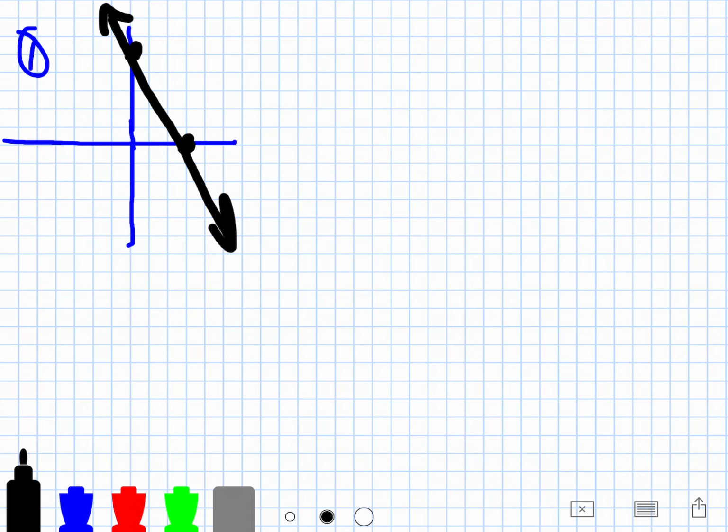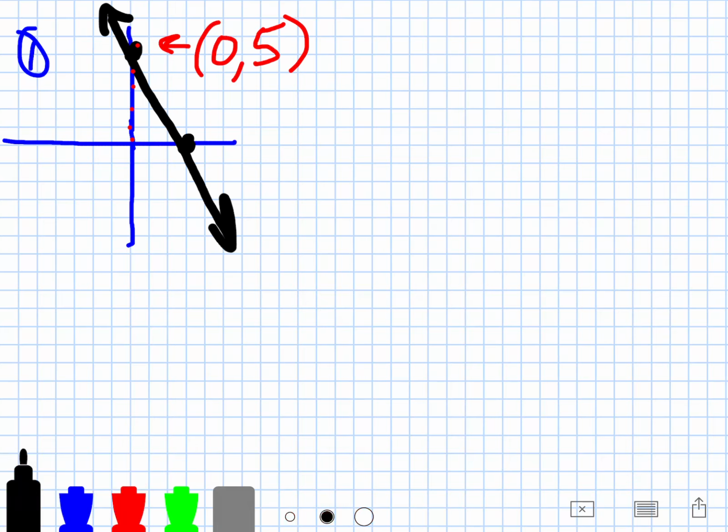So this first point up here, does it have any x component? It doesn't move side to side, right? So it's at 0. How far does it go up? It goes up 1, 2, 3, 4, 5. So that's at (0, 5) because it doesn't go side to side, starting in the middle. It doesn't go side to side, but it does go up 5 units.